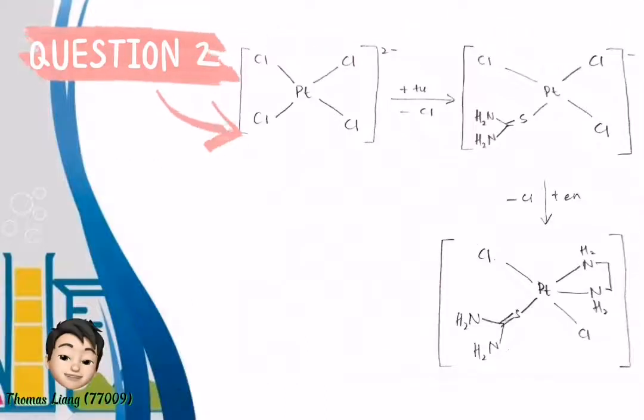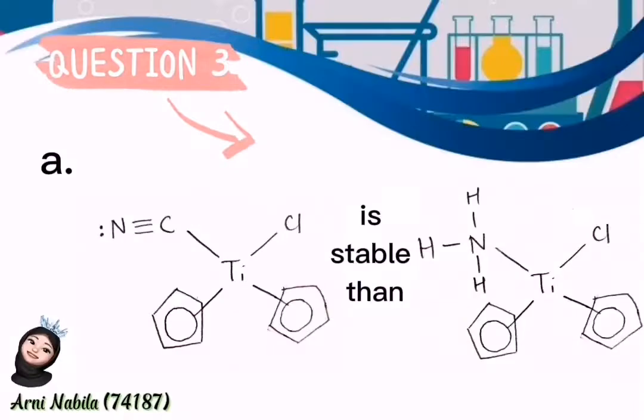The explanation for question 2 is, firstly, tetrachloroplatinate possesses 4 chlorine ligands which attach to the platinum. Since all chlorine atoms are the same, the trans effect will also be the same. Next, one chlorine atom is substituted with thiourea. Now, we will compare the trans effect of chlorine and thiourea. According to the trans effect series, the trans effect of thiourea is more than chlorine. When the second compound reacts, the chlorine atom which is trans to the thiourea will be substituted by ethylenediamine.